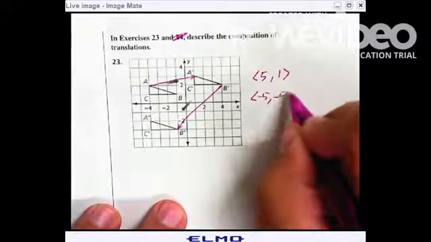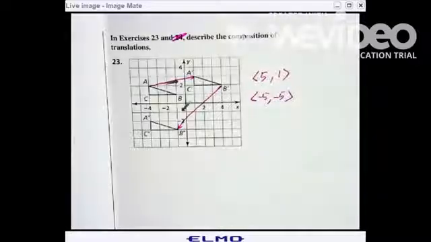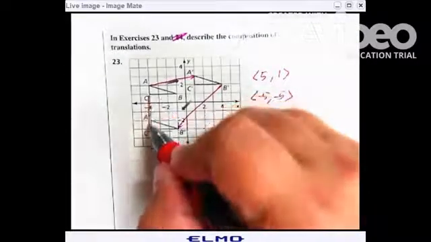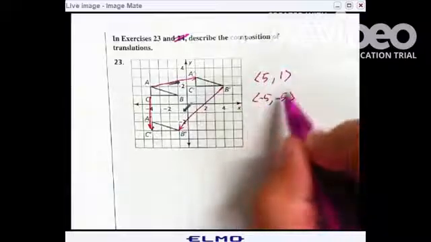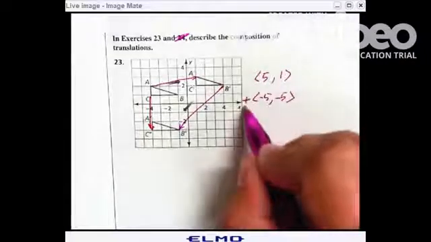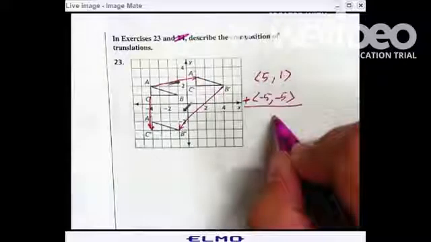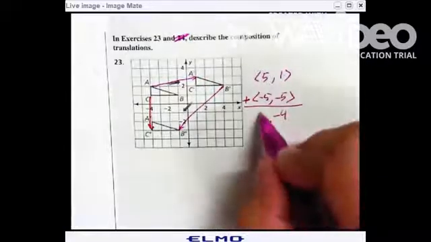So down 5. And here is the cool thing about compositions. When it says to describe the composition, it's saying, well, this is the long way around. What would it be if I went straight down from here to there? That's what it wants to know. And the way these work with vectors, I'm just going to take these components and I'm going to add them up. That's it. 1 plus negative 5 is negative 4. 5 plus negative 5 is 0.